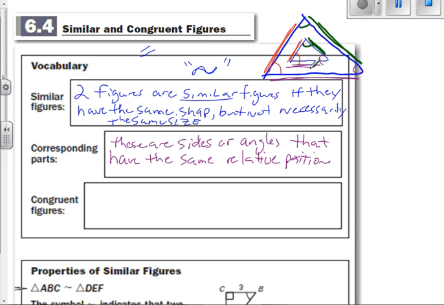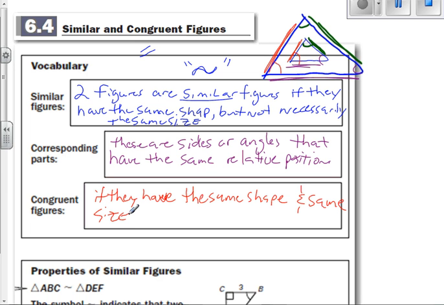So now congruent, our last vocabulary. Two figures are congruent if they have the same shape and, abbreviate the word and, same size. Alright, so that means congruent.